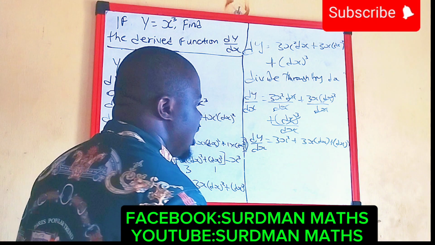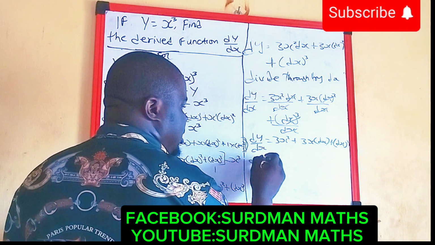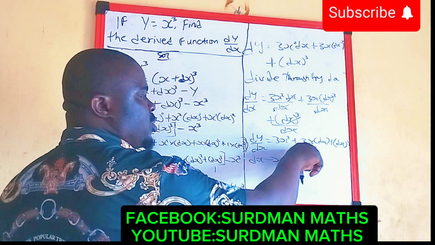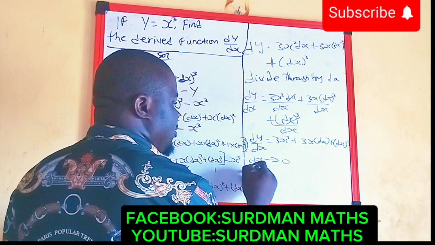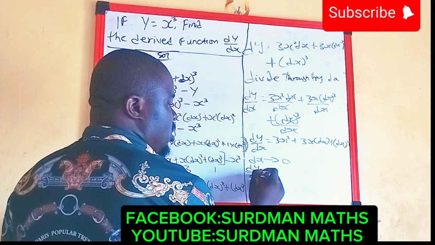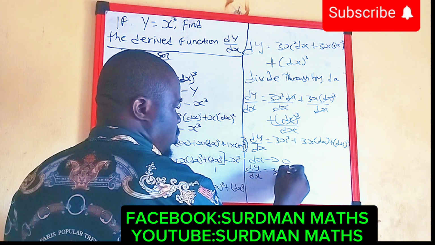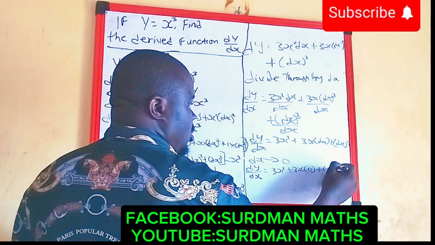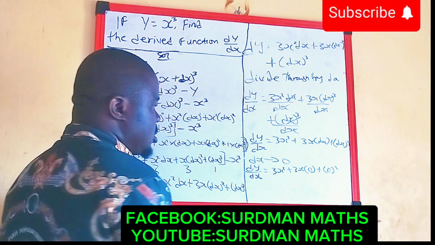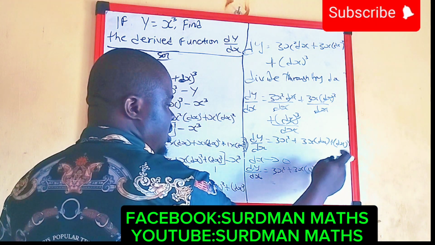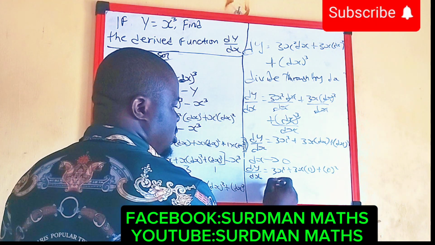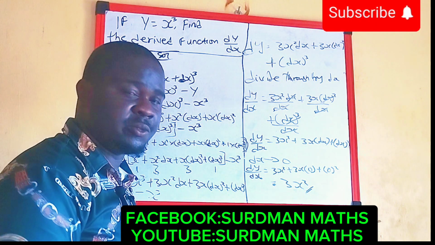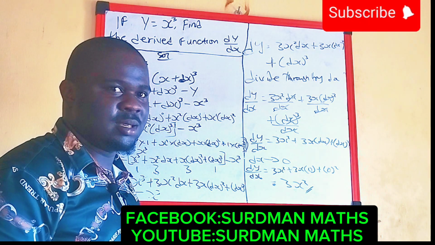Then the next thing to do here is to say let dx tend to 0. So wherever we see dx, we should put 0. So here dy/dx will give us 3x squared plus 3x times 0, plus 0 squared. Are we following now? So definitely this will give us 0, this will give us 0. So we only have 3x squared. And this is how to differentiate using the first principle. That is it. See you in the next video.